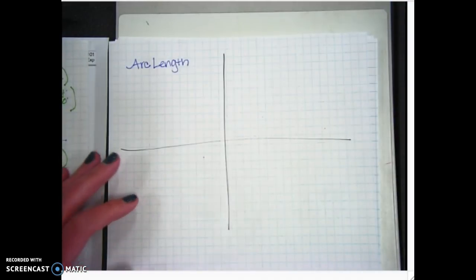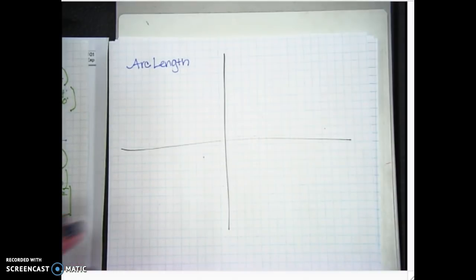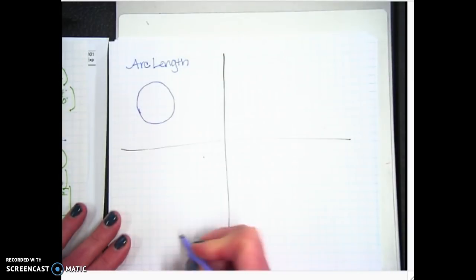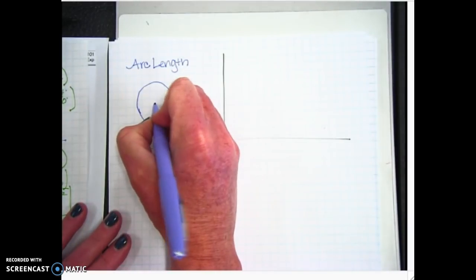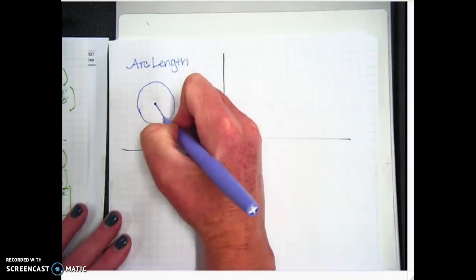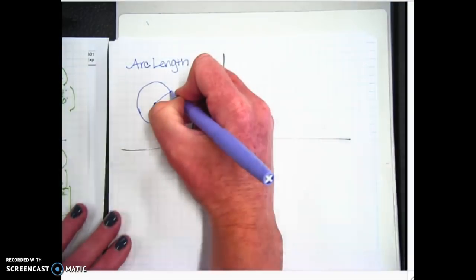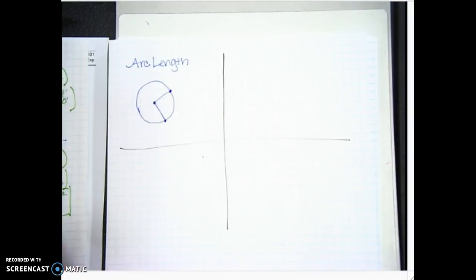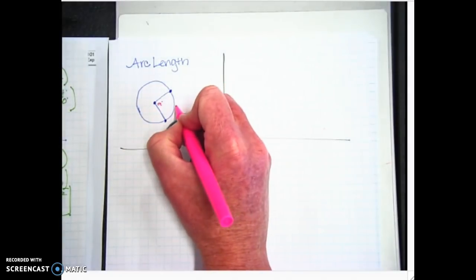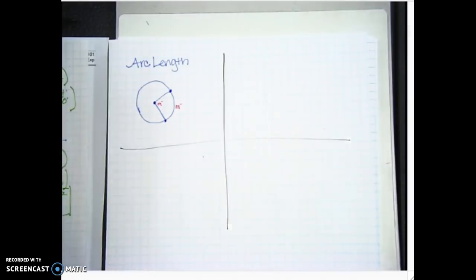This should be super familiar to you. Why? Because we just did it in chapter 9. So if you have a circle and your circle has an angle drawn into it, that angle is either going to have a measurement here or it's going to be here. Those 2 measurements are the same.